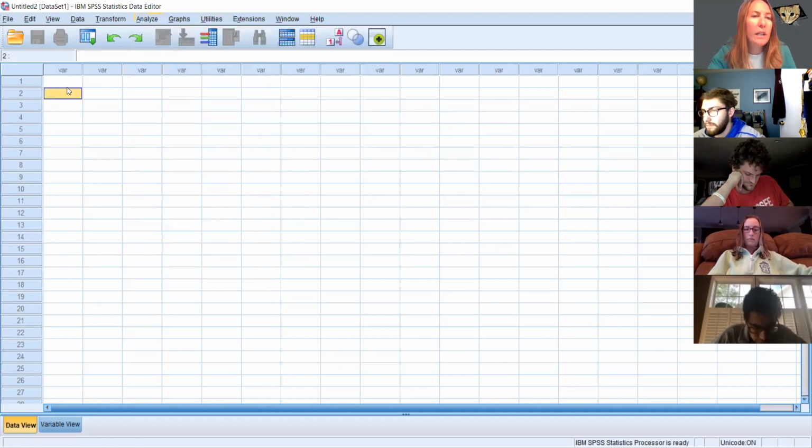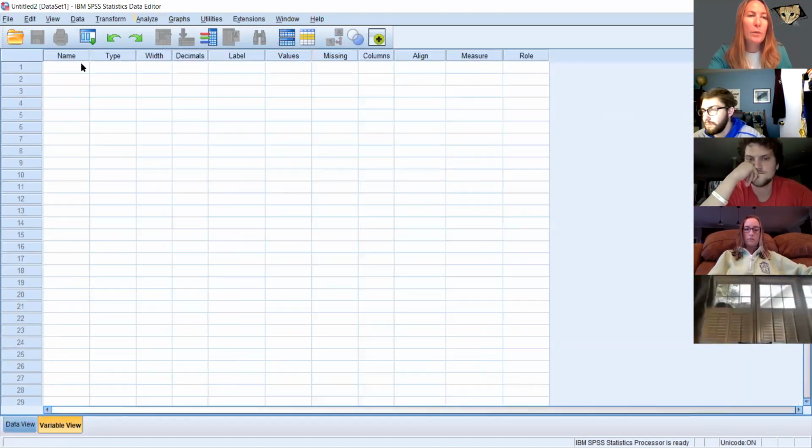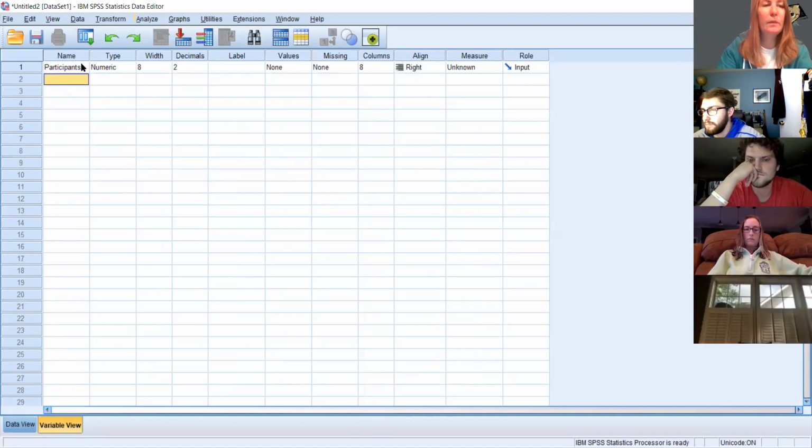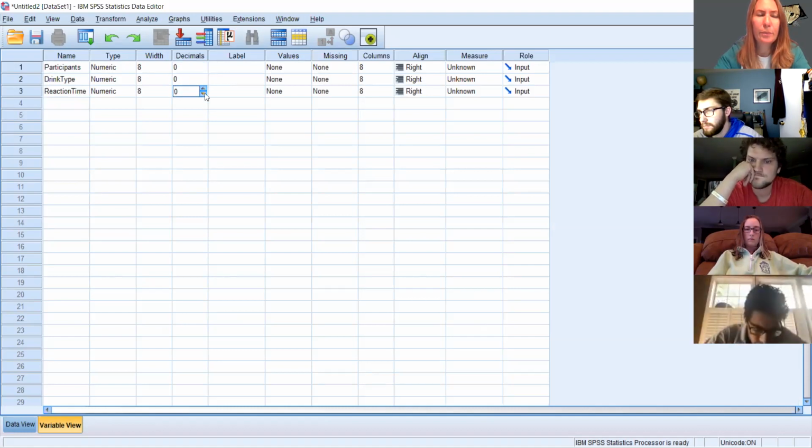Okay, so when we're doing the between subjects, we have to rearrange the data. Because it's between subjects, instead of 30 participants, we're going to have 120. So we go over here to variable view, and we don't have to have a participants column, but we can. Then we have drink type, and then we have reaction time. I like to take the decimals down to nothing because we don't have any decimals.